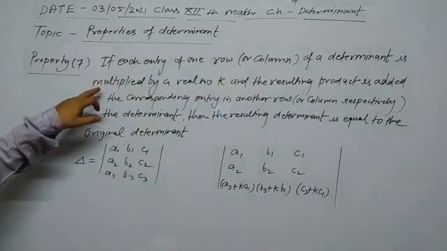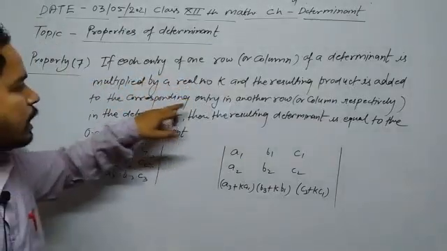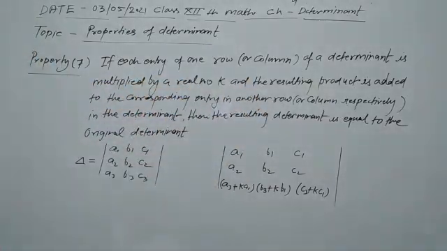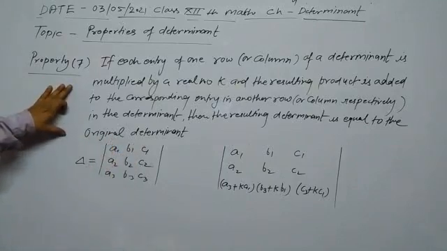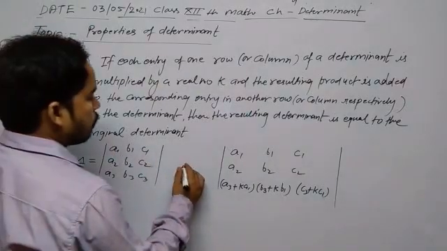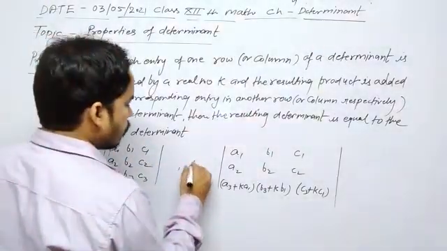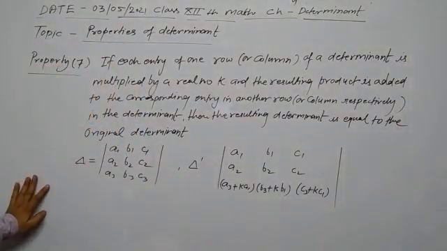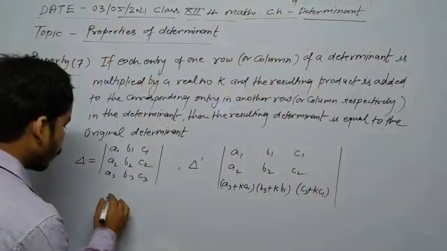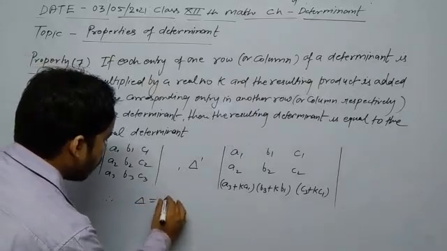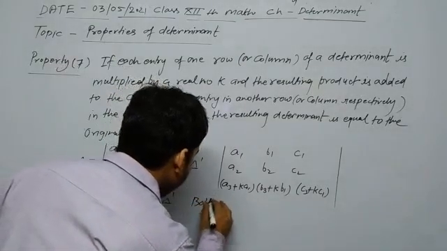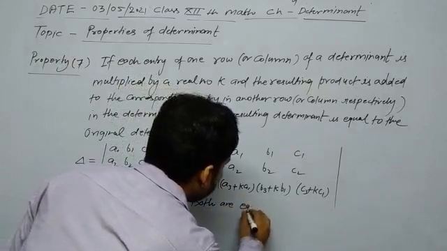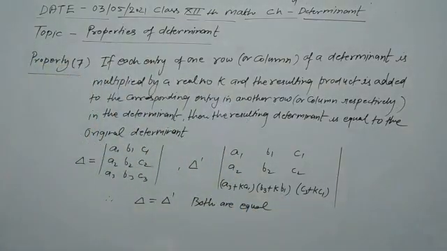The product is added to the corresponding entry in another row or column. I have talked about the row, so it will be added in the row, and this concept says this value will be equal to this value. So suppose this is delta dash, therefore delta is equal to delta dash, both are equal.